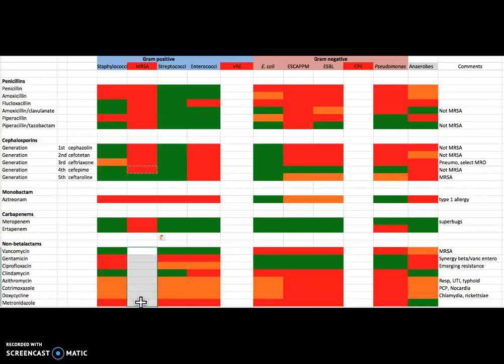Now, with respect to these non-beta-lactams, the drug vancomycin is used. Ciprofloxacin is usually resistant, and some of the community strains, but not multi-resistant strains, are susceptible to clindamycin, cotrimoxazole and doxycycline. So there is some activity there.